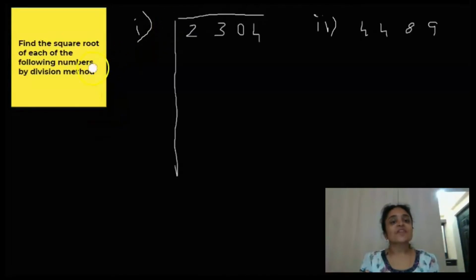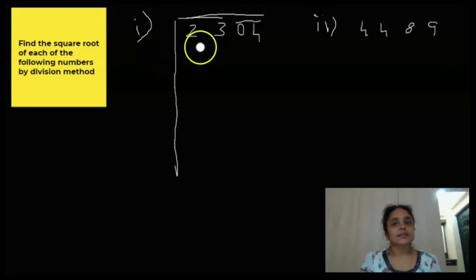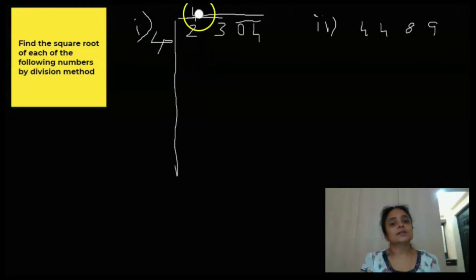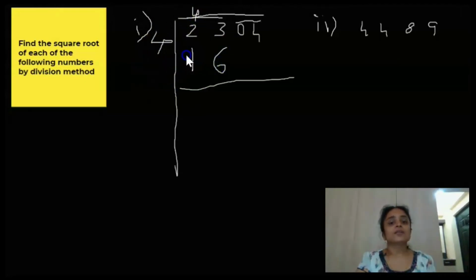First question is find the square root of each of the following numbers by division method. So first draw lines like this. Then, starting from the right, group this into pairs of 2. Now, write a number whose square is less than 23. 5 square is 25, so it is not 5 square. 4 square is 16, which is less than 23. Now, 4 into 4 is 16. Write that here. And find the difference of this. That is 23 minus 16.